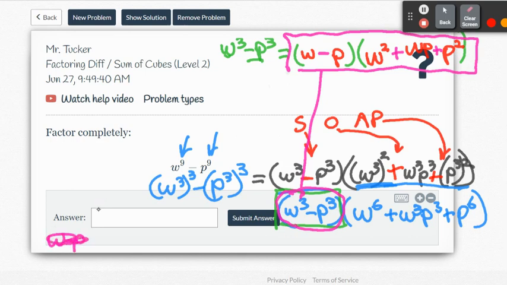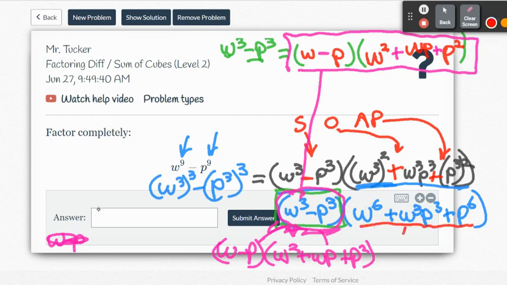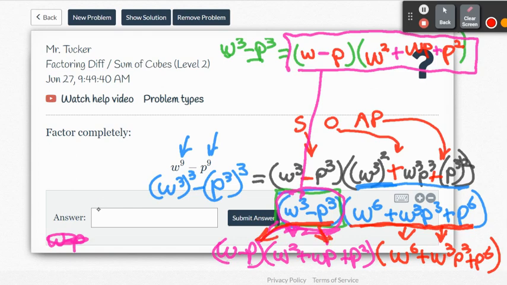Actually, I'm going to write it below, right here. So this turns out to be w minus p times w squared plus wp plus p squared, parentheses, and then this blue piece just comes right down, and that's w to the sixth plus w cubed p cubed plus p to the sixth. So recognize that this trinomial stayed the same. It was just this binomial that got blown and spread out to be another binomial times trinomial. So the thing progressively gets wider as you factor.